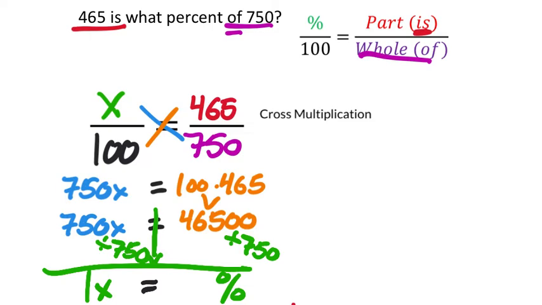So 46,500 in my calculator divided by 750 gives me a pretty nice answer there, 62%. So what percent of 465 is what percent of 750? It is 62%.